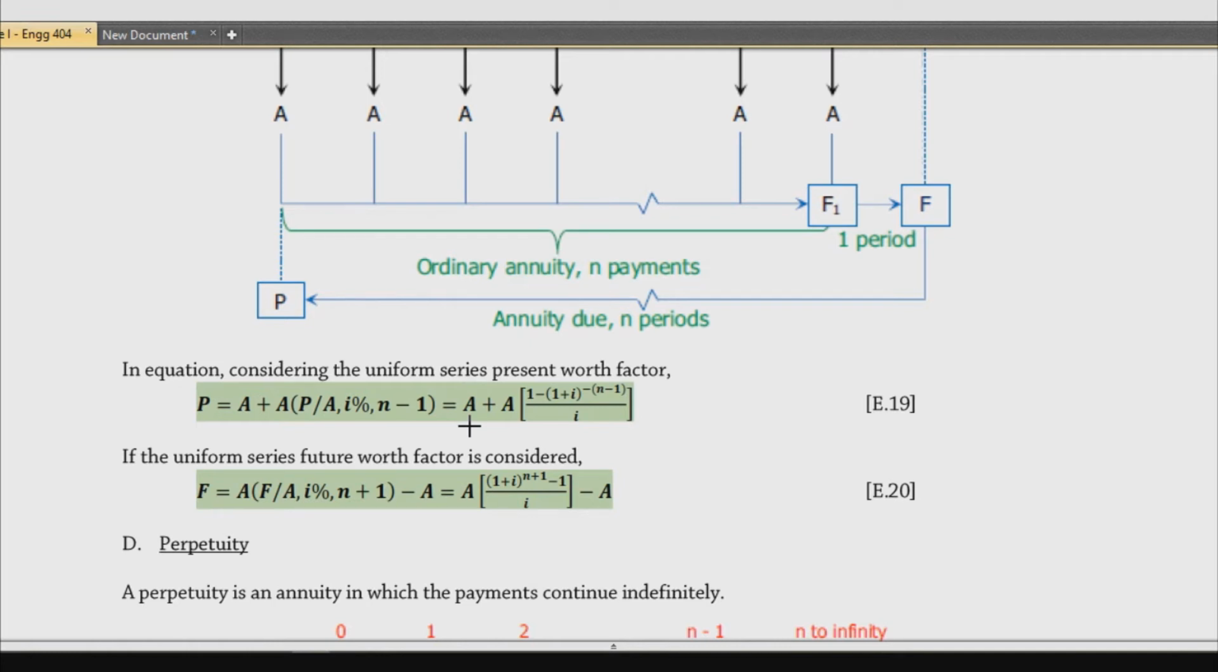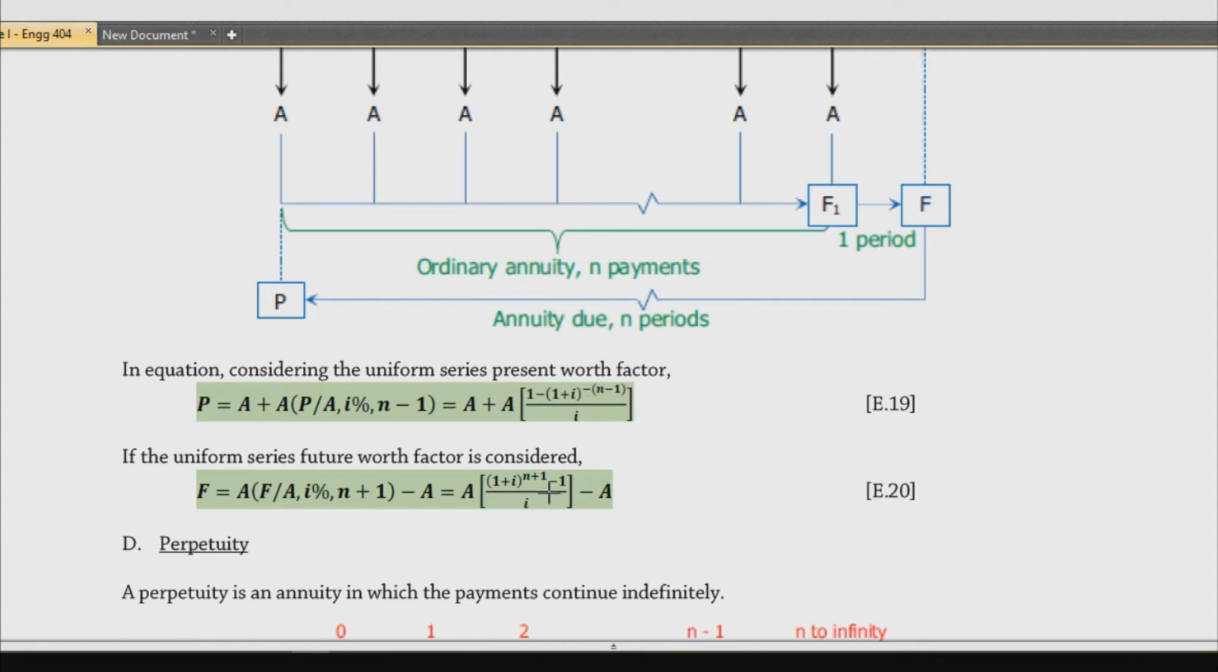Kasi alam naman natin, nag-start ka, nauna ka, so therefore you have to add this first annuity from the beginning, 0, and then this one is your factor. Now, this is the uniform series present worth factor, pero siya is raised to negative n minus 1. So you have to be careful with this. That is negative n plus 1 as well. So that is for your present.